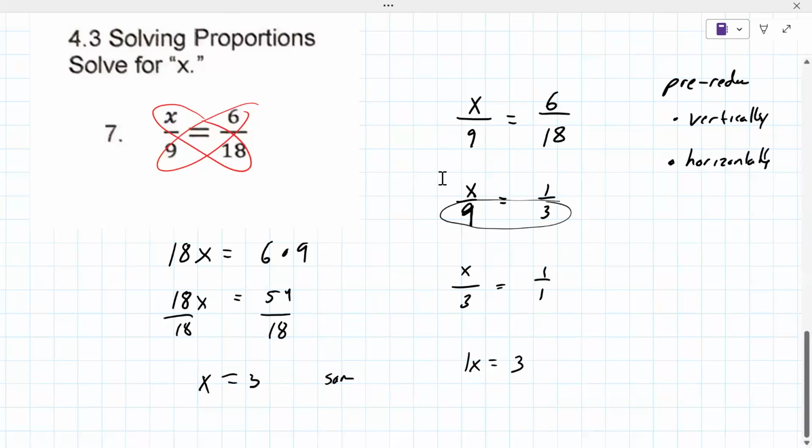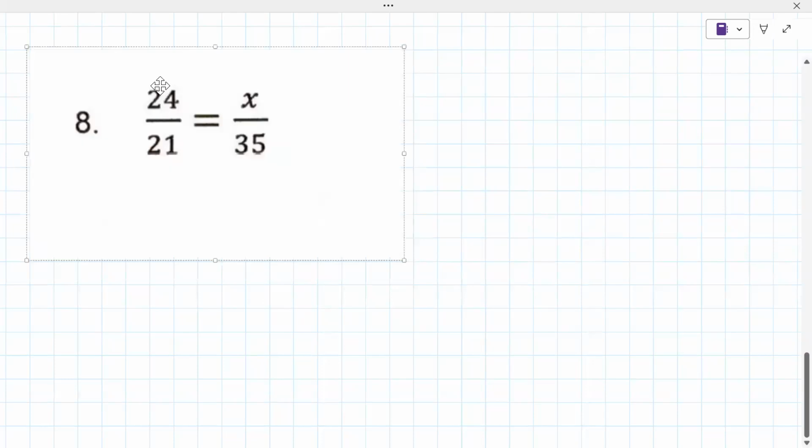This is something I teach in standardized test prep, SAT, ACT. It's really, really fast, really good for doing that. So your choice, number 8: you can pre-reduce, you can cross multiply. It doesn't matter. You will get to the same answer. It's up to you.